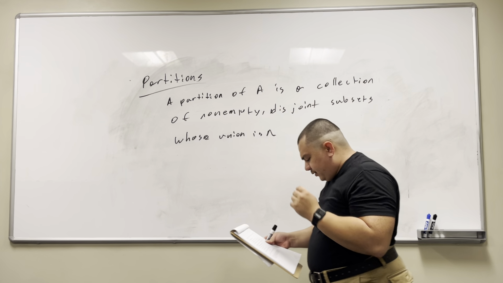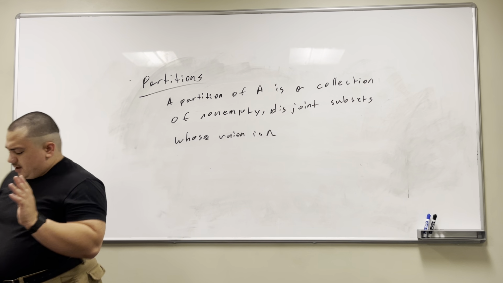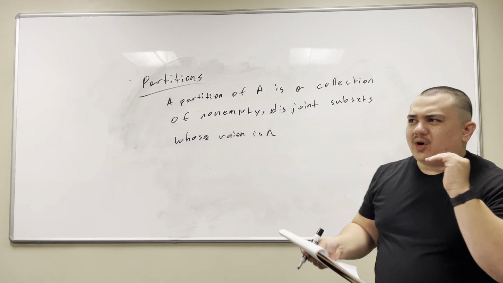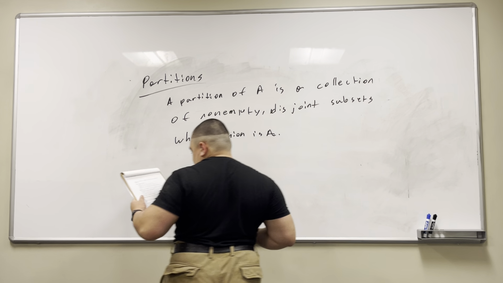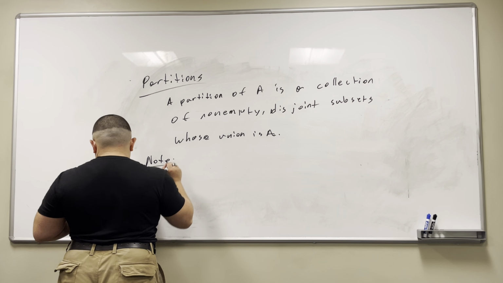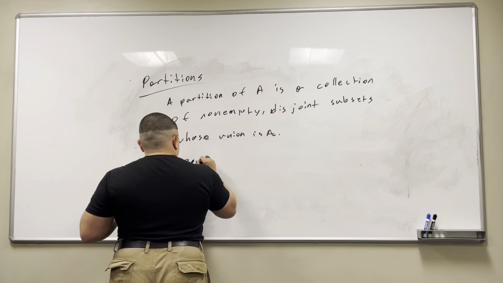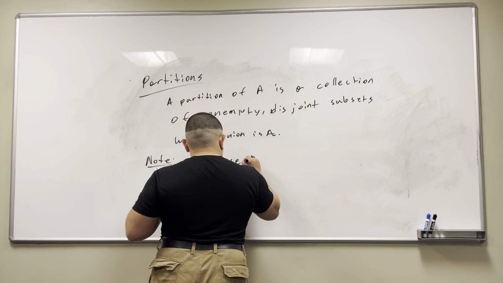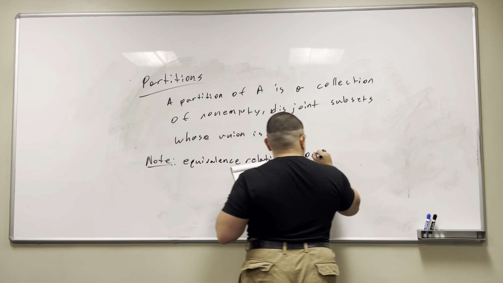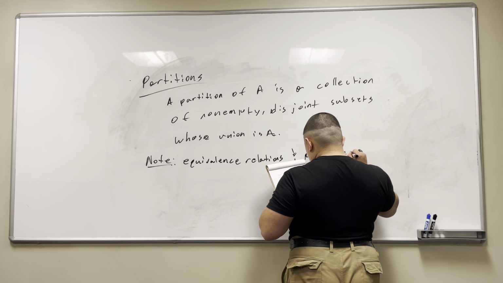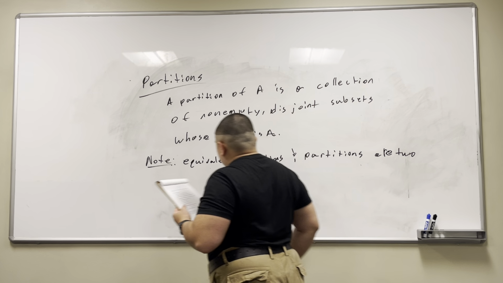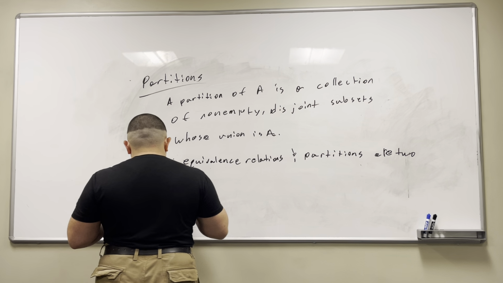So equivalence relations or partitions are two views of this same structure. The equivalence classes of an equivalence relation form a partition. So let me go ahead and jot that down as a note. You could say they're two sides of the same coin, right? They're two ways of describing the same phenomena here.